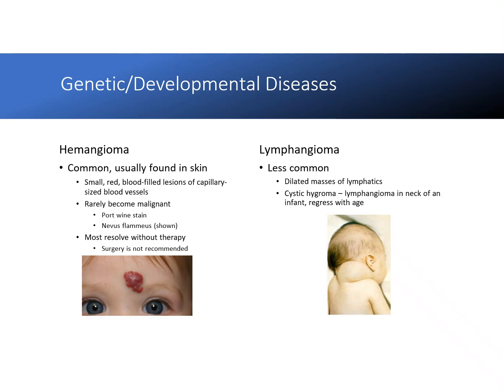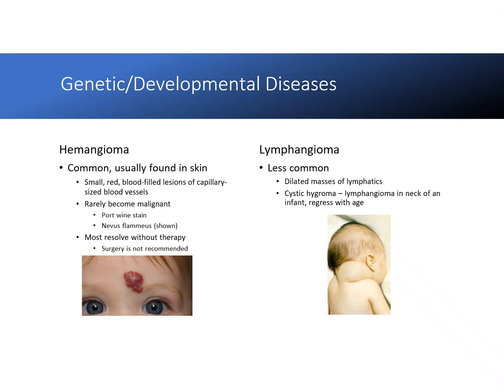As a histology tie-in, if you see one under the microscope, you'd expect tightly packed, thin-walled capillaries, endothelial-lined spaces filled with red blood cells. Next up, we have lymphangioma.